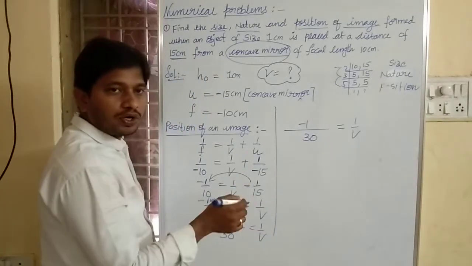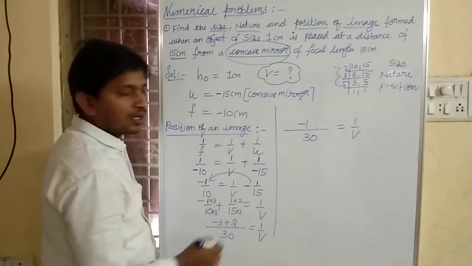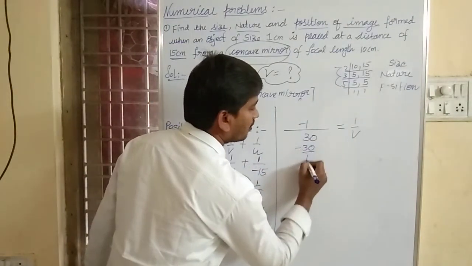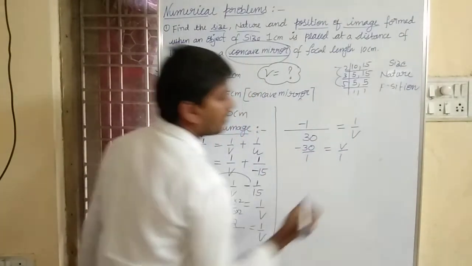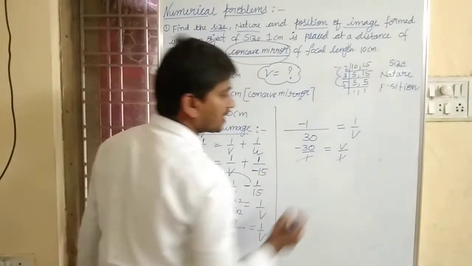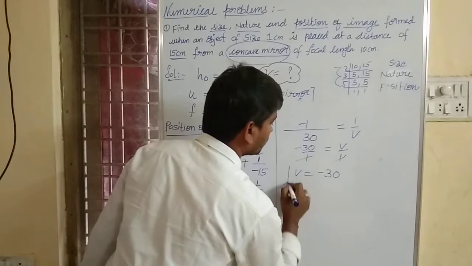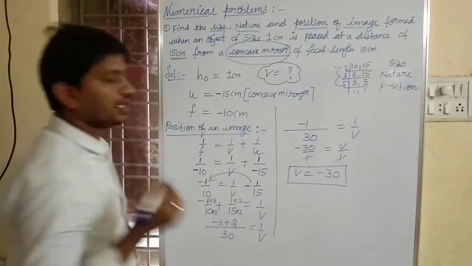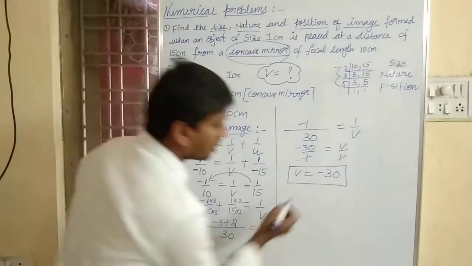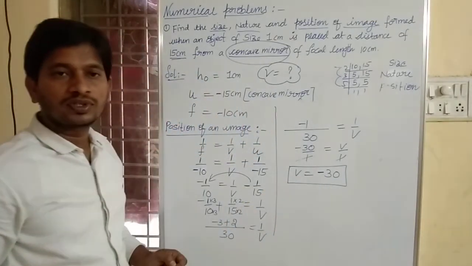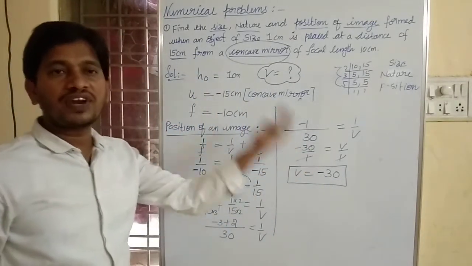So actually we want the image distance v. Let me do invertendo. Then this will become minus 30 by 1 equal to v by 1. 1 gets cancelled. So what is the image distance? v equals minus 30. Here what does the minus sign indicate? The minus sign indicates the image we got is in front of the mirror.